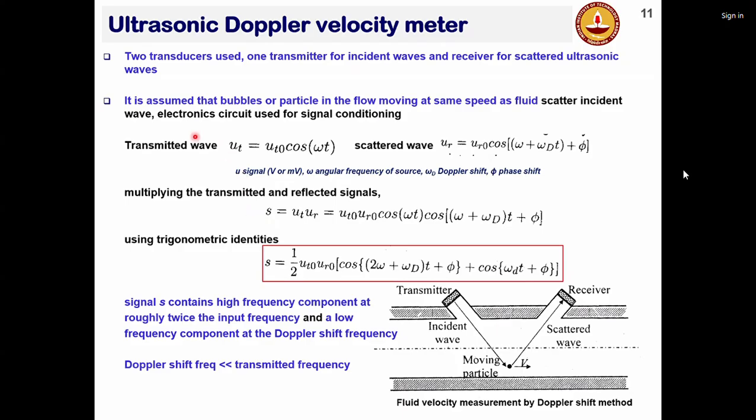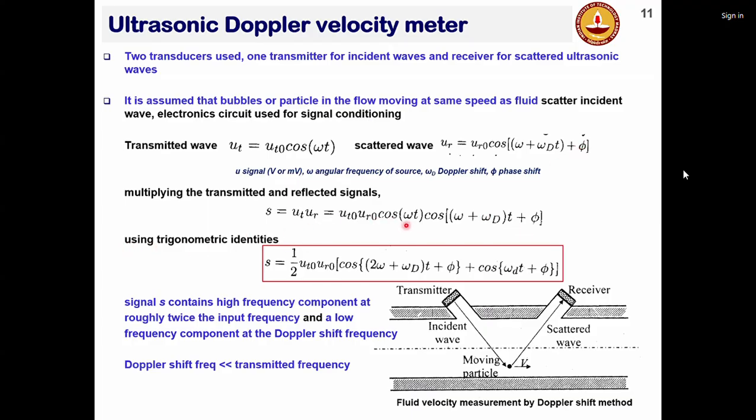So you have the transmitted signal, and you have the scattered signal. Using an electronic circuit, you can multiply these two signals, right? So UT into UR, you can multiply the transmitted and the scattered signal. So UT into UR will be basically UT0, which is the amplitude of the transmitted wave, into UR0, which is the amplitude of the scattered wave, into cos omega t into cos of omega plus omega d into t plus phi.